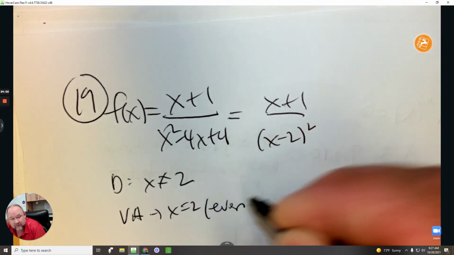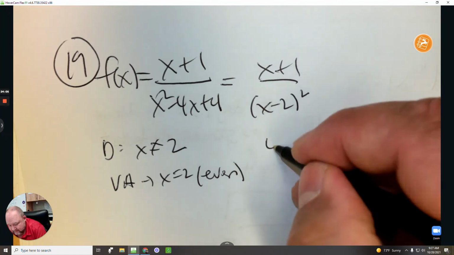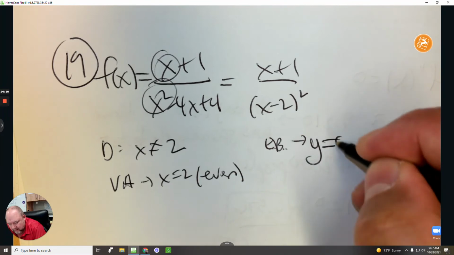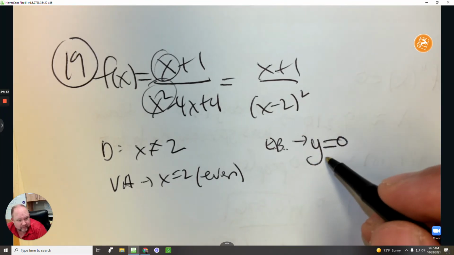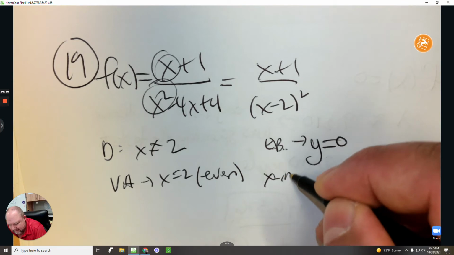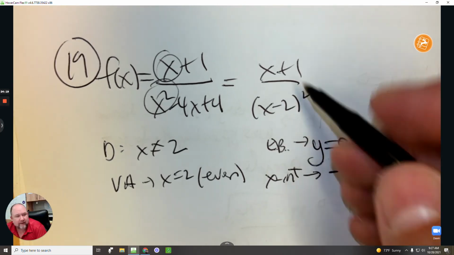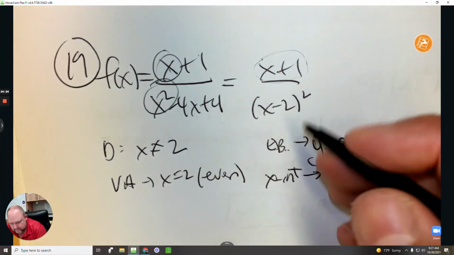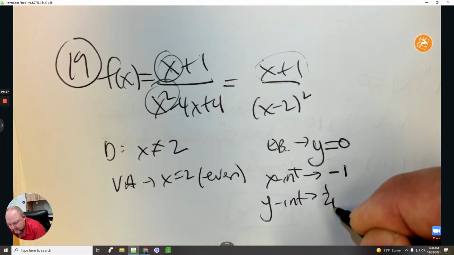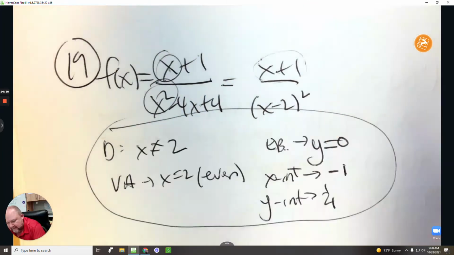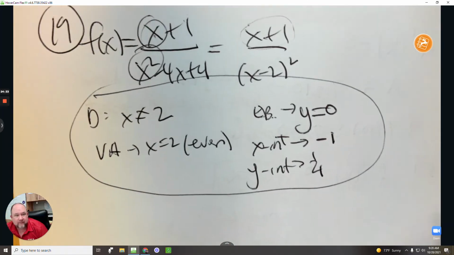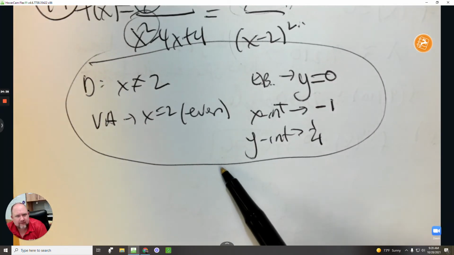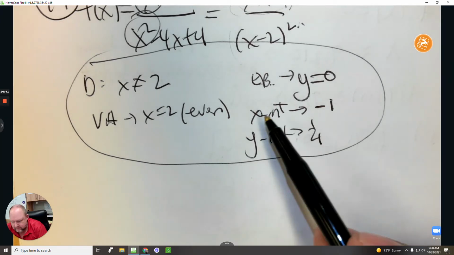And it's even, so both ends go in the same direction. For the end behavior, the bottom is more powerful, so the end behavior is y equals 0, or you can write it as a limit as x approaches infinity. The intercepts: we have an x-intercept at -1. That comes from the numerator. If I plug 0 in for x, I get 1/4. That's the y-intercept. There's no symmetry because the top has an odd exponent and the bottom has an even exponent, so the even and odd are mixed together. So that's the pre-calculus work.